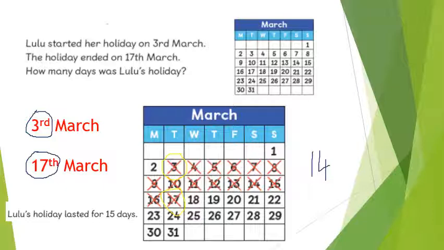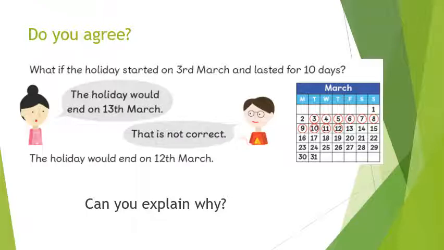Well done. So to work out the difference, we would have made the calculation 17 take away 3, which gives us an answer of 14. So here, the mathematical difference between those two numbers is 14. The reason for that being incorrect is that it doesn't take into account that first day of the holiday, or perhaps the last day of the holiday, depending on how you've worked it out.